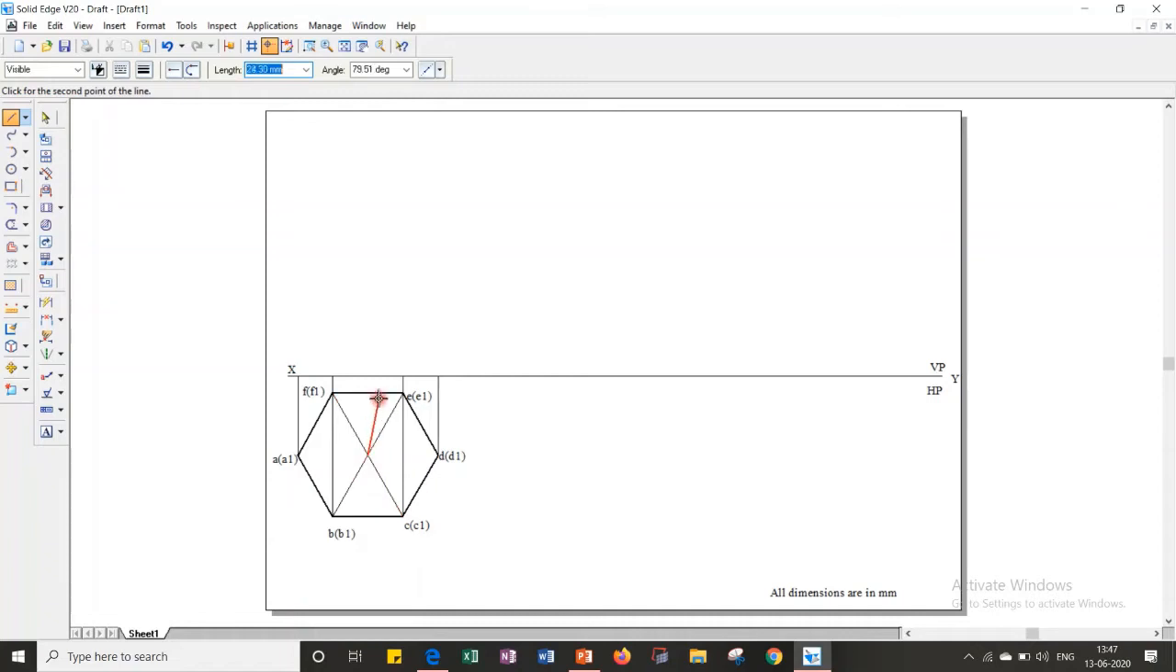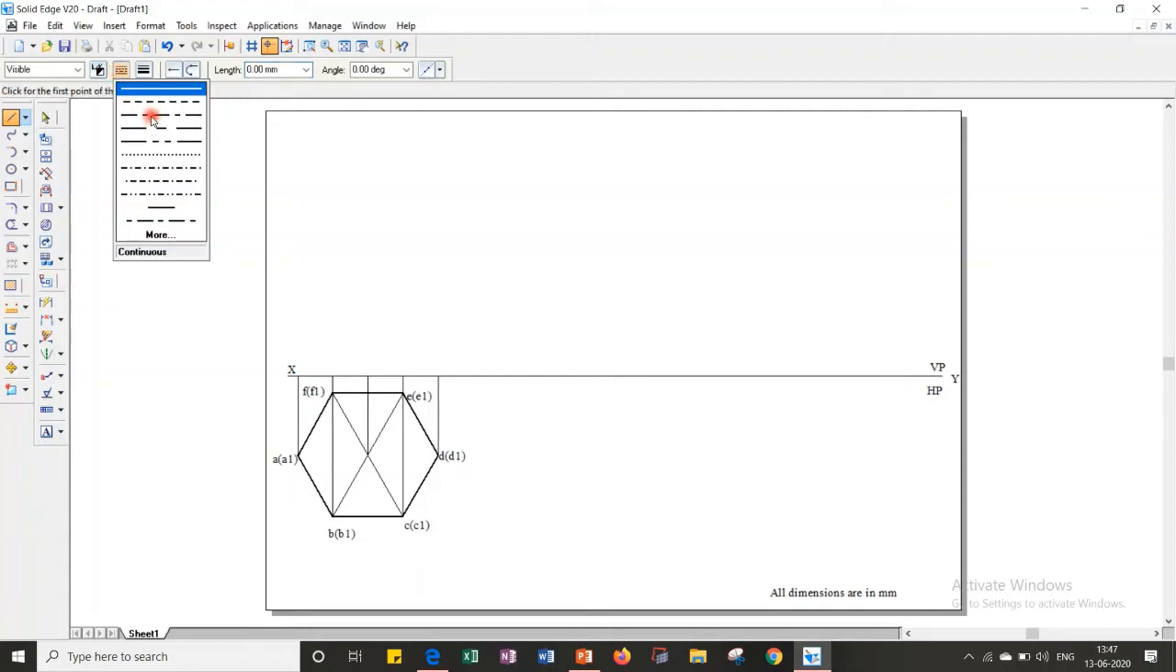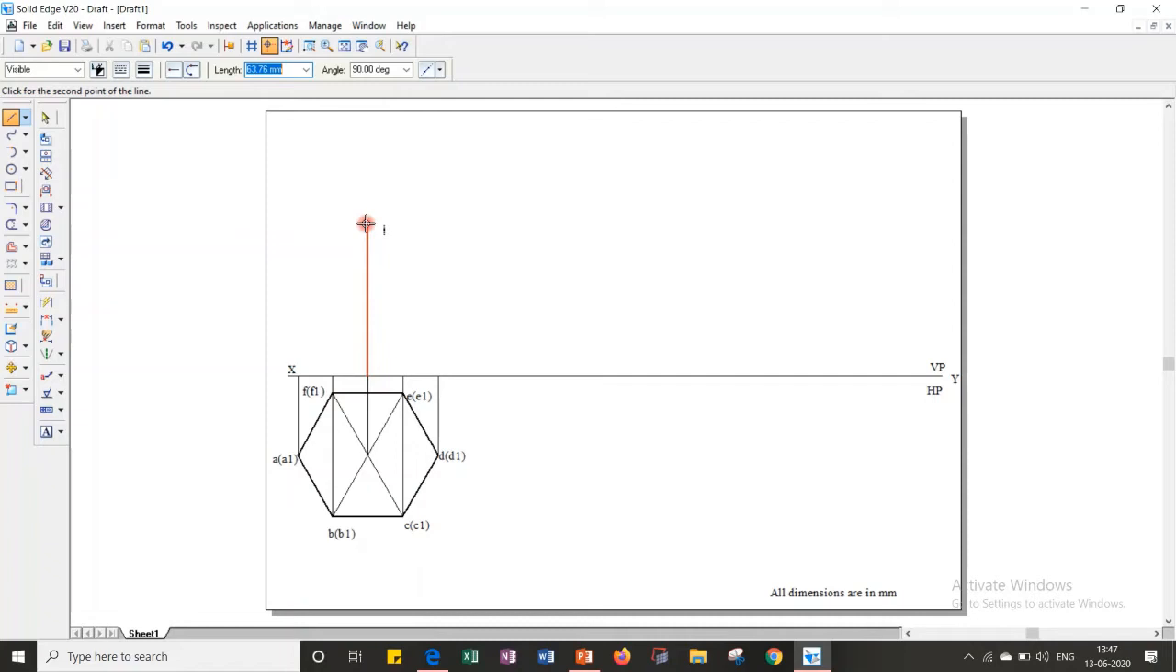Also one from center. According to the given question, the height of this prism is 50 mm. So I will take height along the axis line, or take height from the center. This height has to be 50 mm. Since it is a prism, this height will be the same 50 mm only.